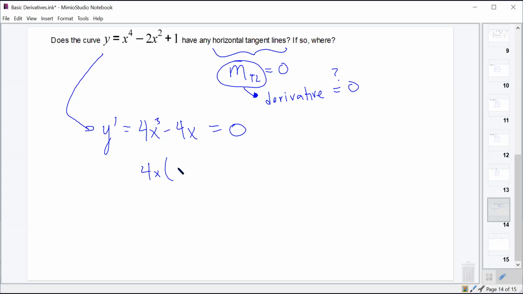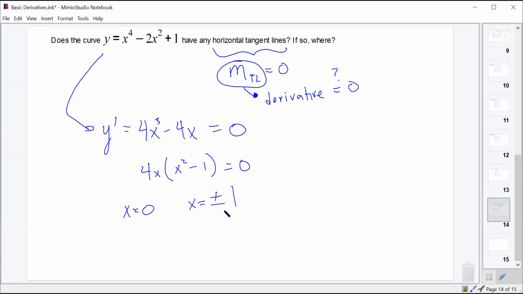What does that leave me with if I take out the 4x? X squared minus 1. All right. And if I want to figure out when that equals 0, we just use the zero product property, right? 4x equals 0 when x is 0. And x squared minus 1 equals 0 when x is plus or minus 1. So it looks like there are 3 places where this should have a horizontal tangent line. There are x equals 0, x equals 1, and x equals negative 1.